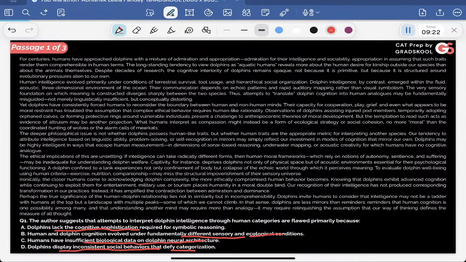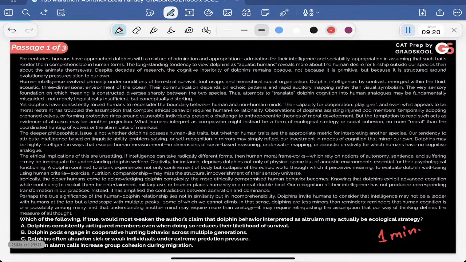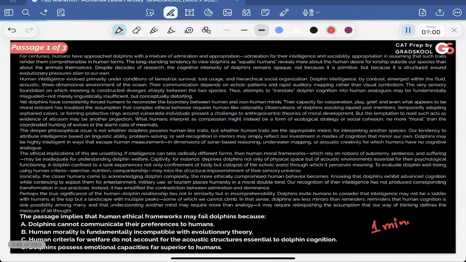Then comes the next one. Which of the following, if true, would most weaken the author's claim that dolphin behavior interpreted as altruism may actually be ecological strategy? I need to read the passage to answer this, so I'm not going to read the options here. Now you understand in which questions we have to read the options and in which we don't have to. Like Avi doesn't read options at all, right? Avi, you told me once.